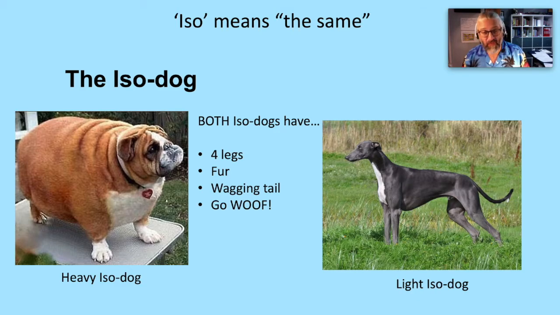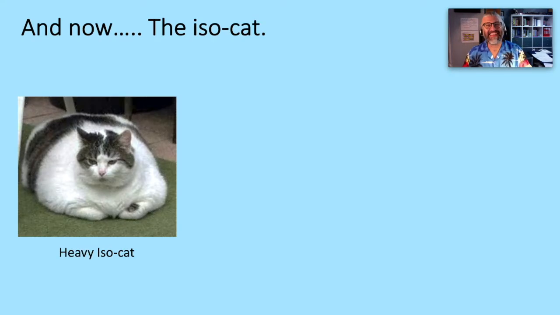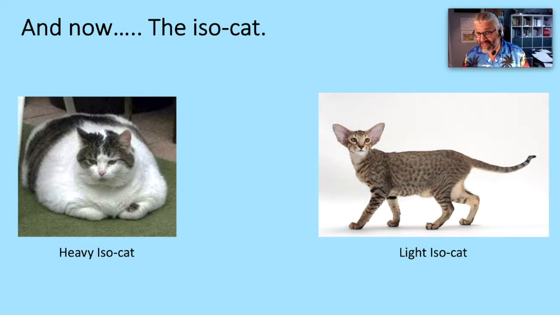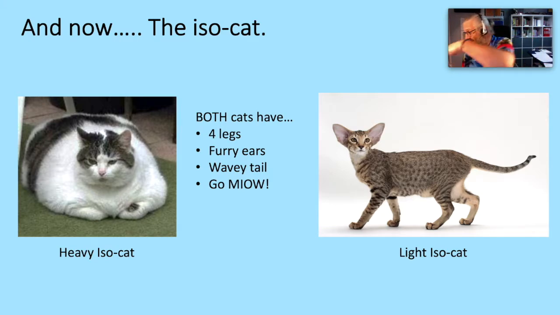Okay, as if that wasn't enough, can I introduce to you the isocat? This is a heavy isocat, and that's a light isocat. Ridiculous, I do apologise. And both cats have four legs, furry ears, a wavy tail, and both cats go meow. There's no difference between these two cats apart from that is a heavy cat and the one down there is a light cat. Okay, that's enough of the silly.